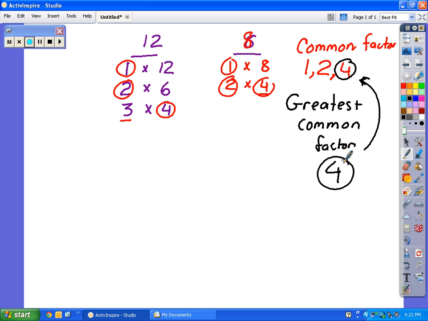So in order to find the greatest common factor, we can list all the factors for the two numbers, determine which ones they have in common, and simply choose which one of those common factors is the largest. Greatest common factor.